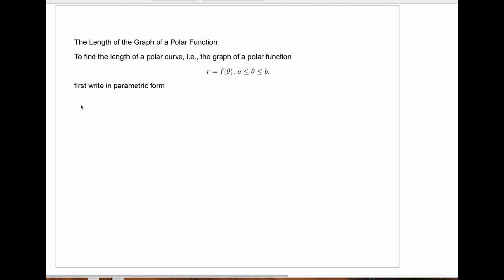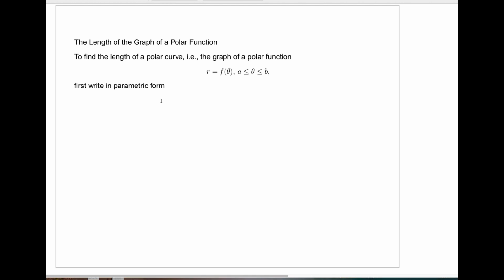We're going to learn how to find the length of the graph of a polar function, or in other words, the length of a polar curve. If we start with a polar curve described by r equals f of theta, where theta is between alpha and beta, the first thing we want to do in order to understand this length is write it in standard polar form, using theta as our parameter.